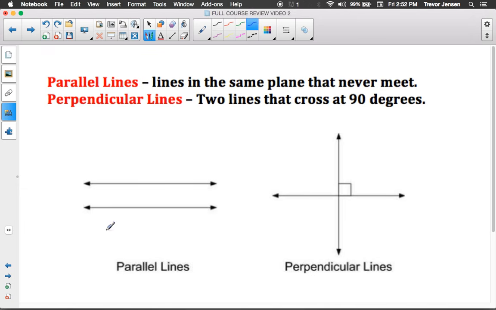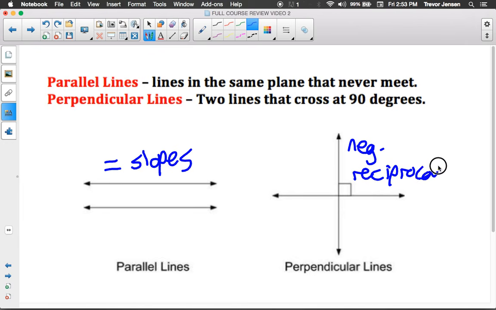We're going to do some equations of lines algebraically quickly, and then we'll be done this section. So before we do that, you have to remember parallel lines, lines in the same plane that never meet. Parallel lines have equivalent slopes. Perpendicular lines, lines that meet at 90 degrees, have slopes that are negative reciprocals of each other, and I'll explain that more in a second.